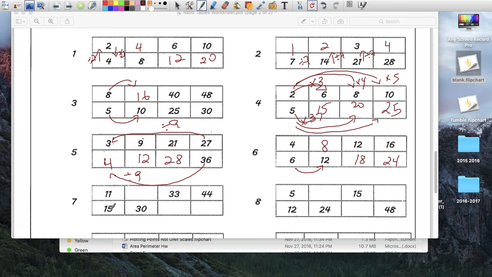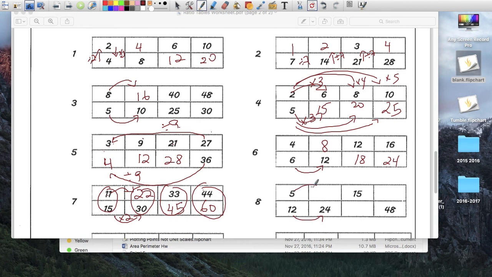Okay, 15, how did the 15 become a 30? Times 2, so I'm going to multiply this by 2, gives me 22. How did 11 become 33? Times 3, so 15 times 3 gives me 45. How did 11 become 44? Times 4, so 15 times 4 is 60. Okay, so you notice that they all are equal. Okay, they all mean the same thing.